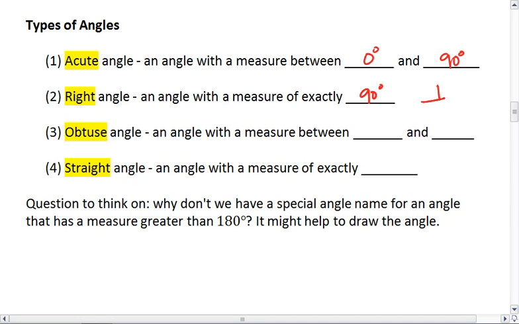And you will notice that when we have a right angle in a picture, the way we symbolize a right angle is with this box at the vertex. And that tells us that we have a right angle, which has a measure of 90 degrees.